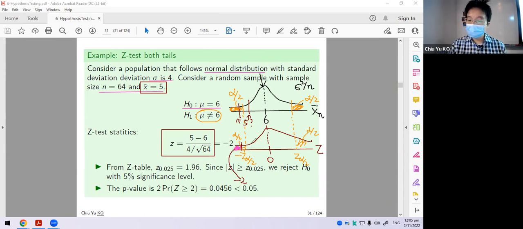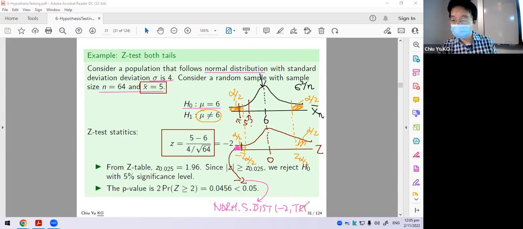And if this area is less than alpha over 2, then you would say you reject, because that's the p-value. Remember, the p-value is the smallest significance level at which you would reject it. So the area of this comes from the norm.s.dist at -2. And this area, just the area on the left, but remember you have to multiply by 2 when you compare. So this is the p-value.